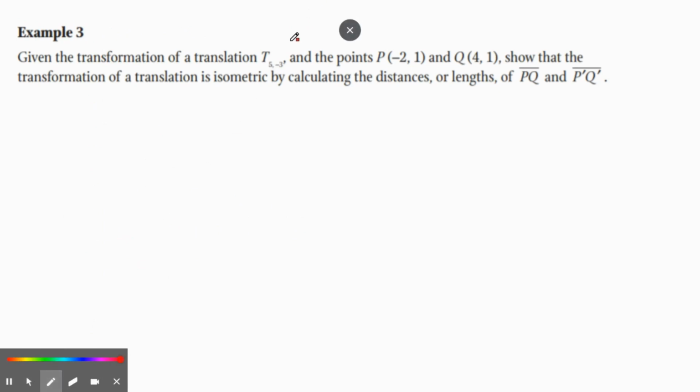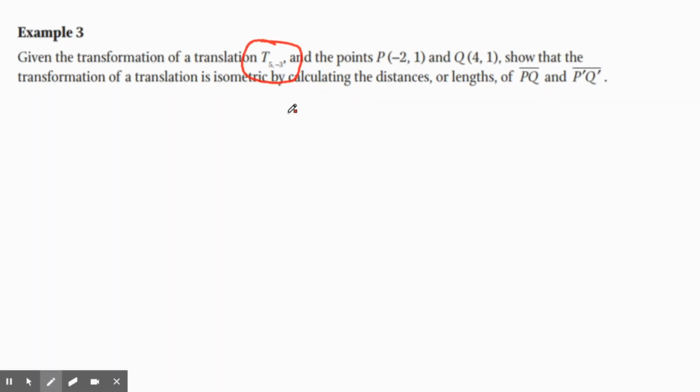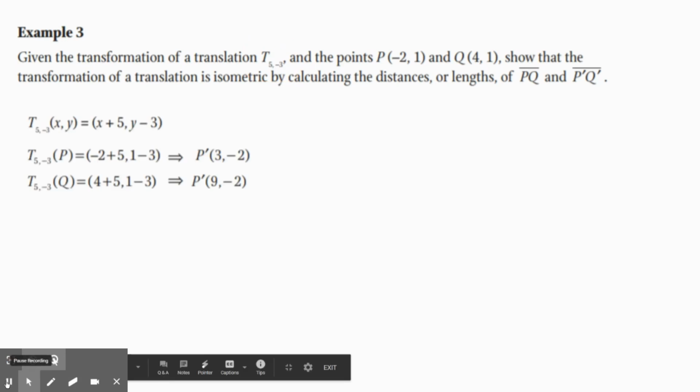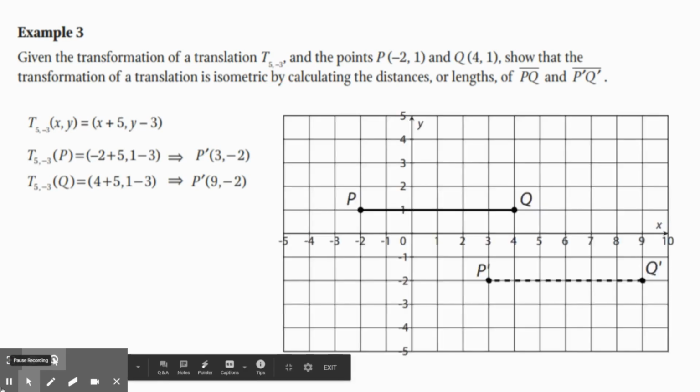Here's another transformation, but notice that they're using the shorthand version, which is going to mean that you're going to be adding 5 to the x value, subtracting 3 from the y value. And then we can get our P prime point, which is your image, and then we can graph them. I think this is a typo. This should be a Q.